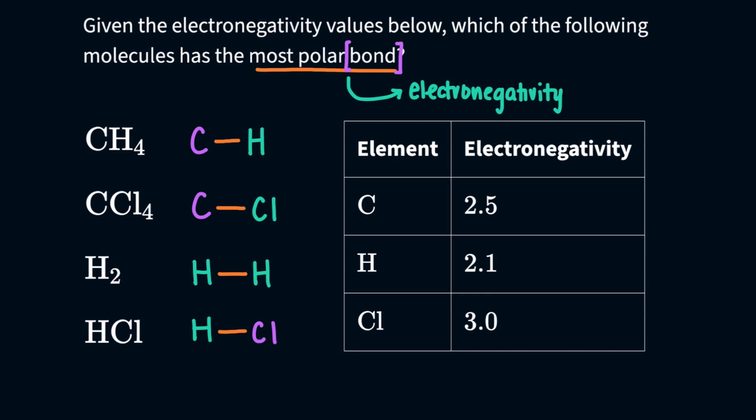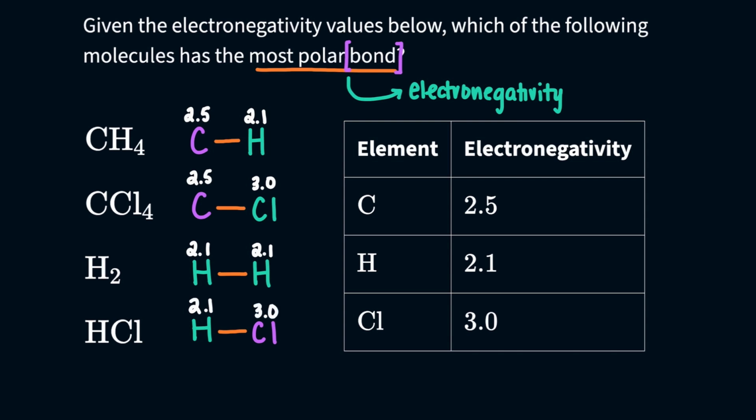Now, let's write the respective electronegativity values for each element. All my carbons, I see, carbon's electronegativity is 2.5, so 2.5 for here and 2.5 for here. Hydrogen is 2.1, so 2.1, 2.1, 2.1, and 2.1. And then chlorine is 3.0.